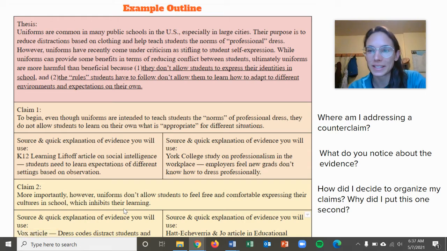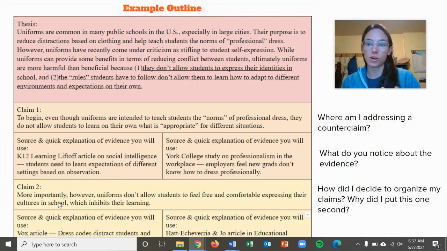So you don't have to memorize this right now. It's in the slides. And finally, how did I decide to organize my claims? So this second claim says, more importantly, however, uniforms don't allow students to feel free and comfortable expressing their cultures in school, which inhibits learning. So I decided to put this claim second because I think it's more important. So I'm ending my essay with the idea that I think is more important.